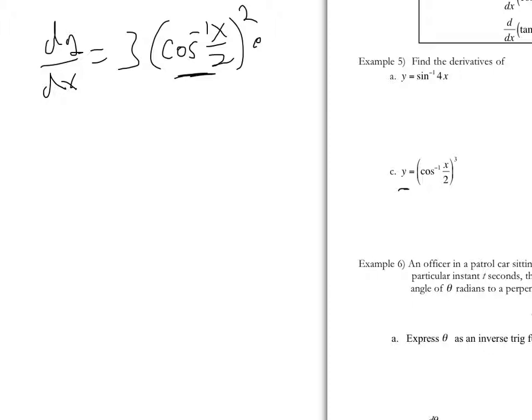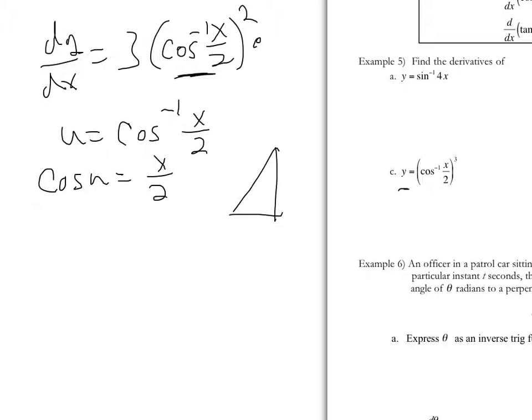So we're going to solve another temporary problem here. I'm going to say u equals the arc cosine of x over 2. So if I take the cosine of both sides, then I'm just back into that same process. So my triangle looks like this. The adjacent is x, the hypotenuse is 2. This side is going to be 4 minus x squared, and of course I'm going to take the square root.